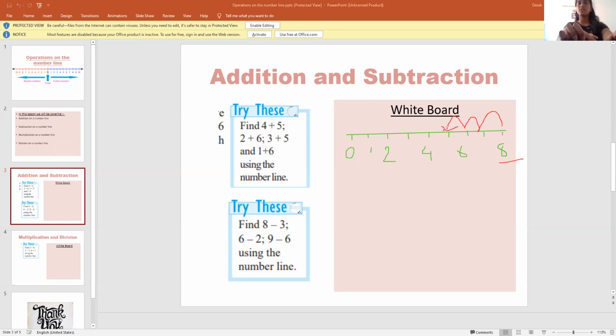So what is this? I haven't marked here, but here comes the number 5. Is 8 minus 3 5? Yes. Did we show it on a number line? Yes. So that's it for addition and subtraction. Now we're going to go for multiplication and division.